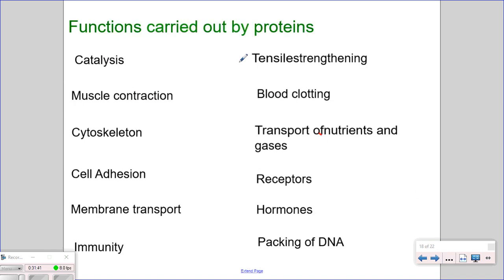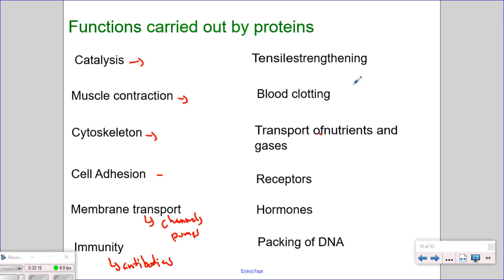Proteins carry out a number of different functions within a cell, depending on the cell that it's expressed in. They can be involved in catalysis, speeding up reactions. They're involved in muscle contractions. They're involved with the cytoskeleton, cell adhesion, membrane transport through protein channels and protein pumps, and immunity, for example, with antibodies.